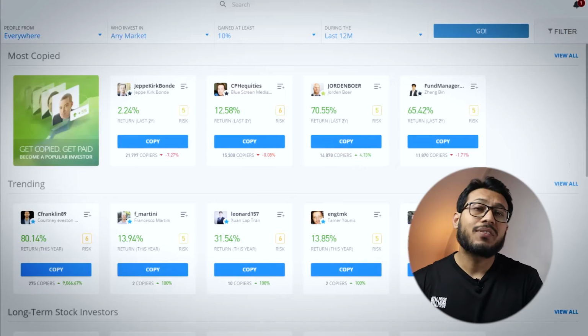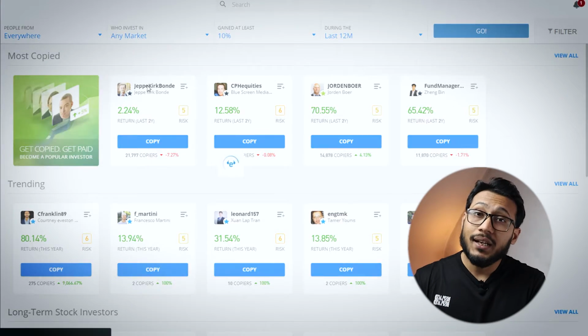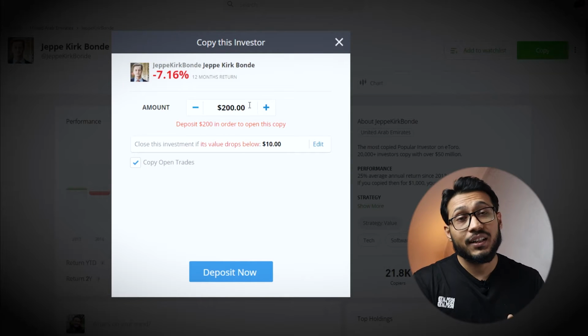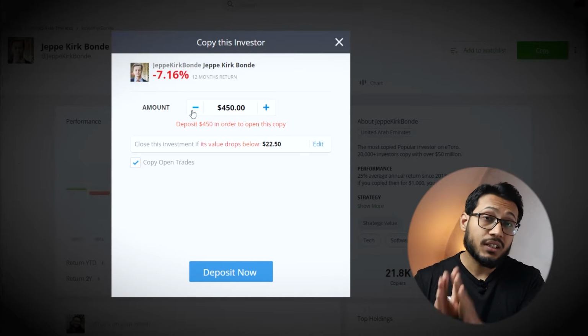Alright, now that you have found the right trader to copy, let's see how you can copy their trades. Copying trades on eToro is easy. Once you have found a trader to copy, you can allocate a portion of your funds to their trades. All trades executed by the copy trader will be automatically executed on your account.